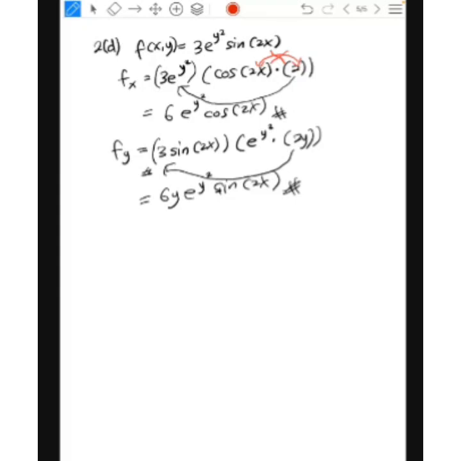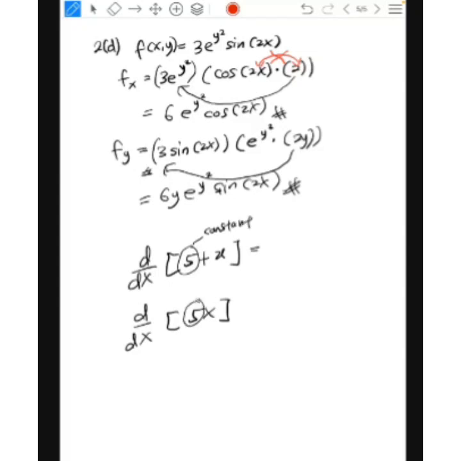Okay, Alhamdulillah. Thank you. The reason why, because just now, it is an addition or subtraction. If it is addition or subtraction, it will become zero. For example, d over dx, I have 5 plus x. And d over dx, I have 5x. The constant is 5. This one is constant.